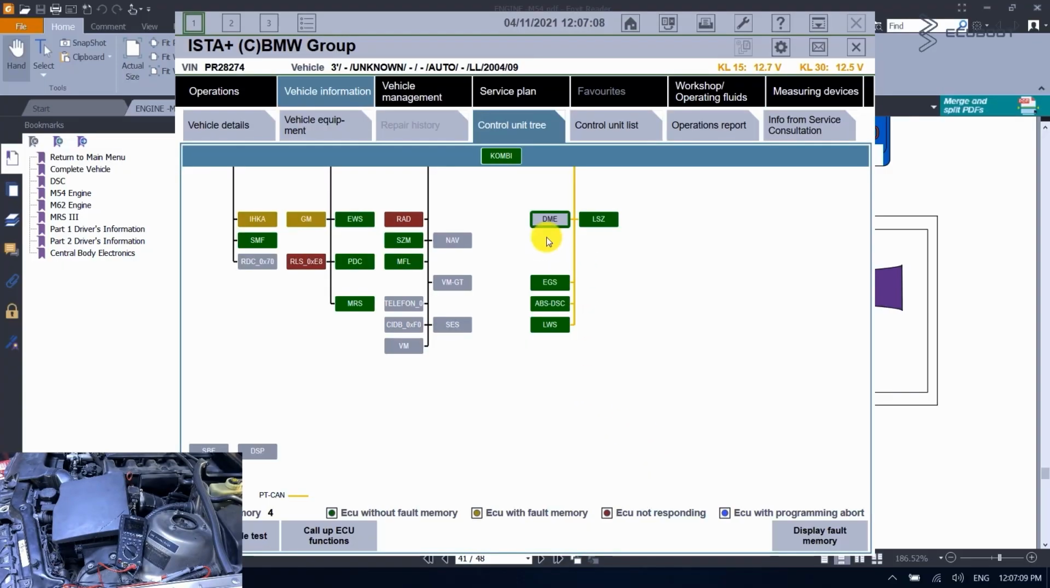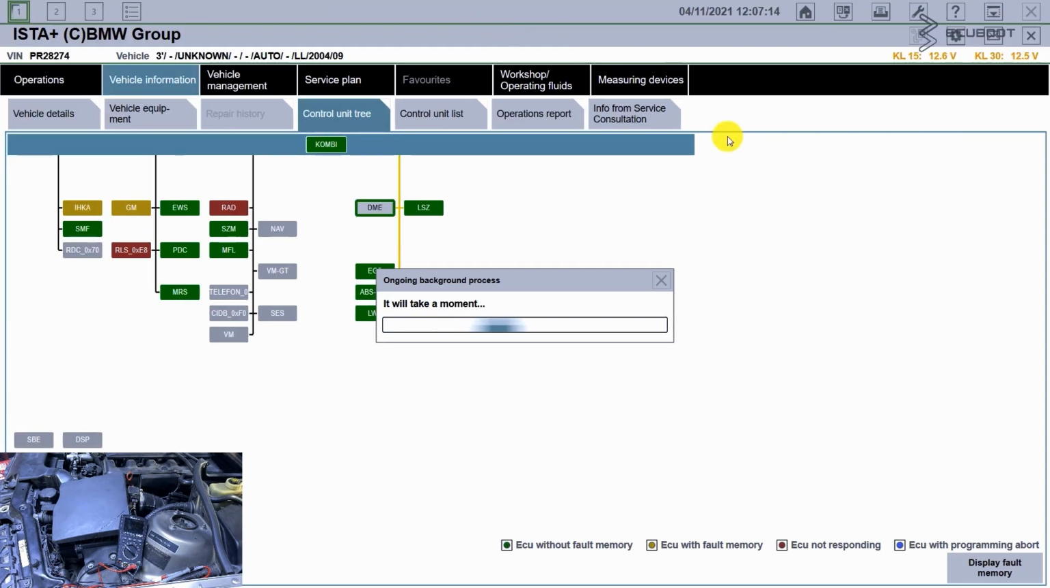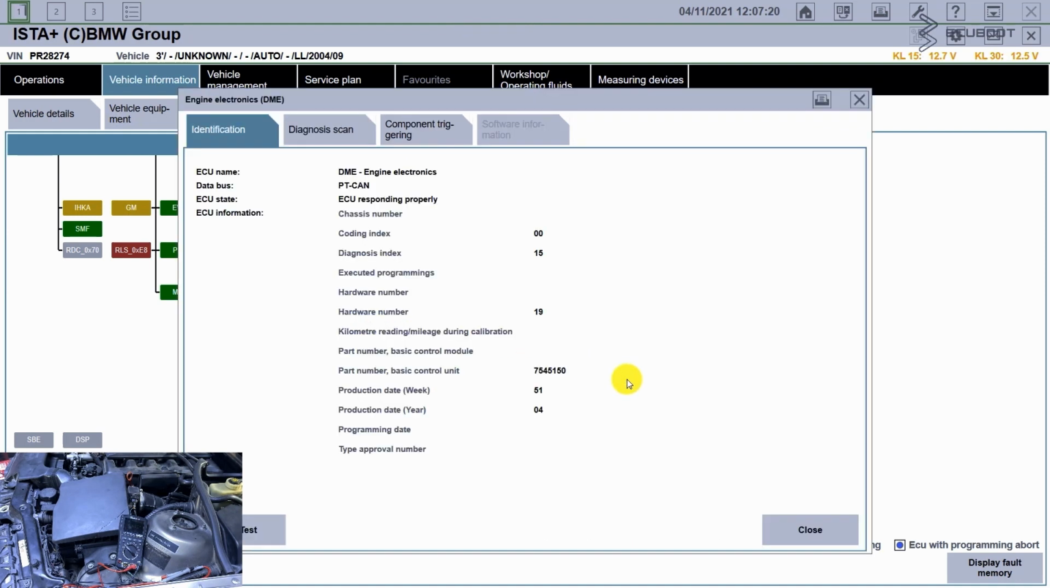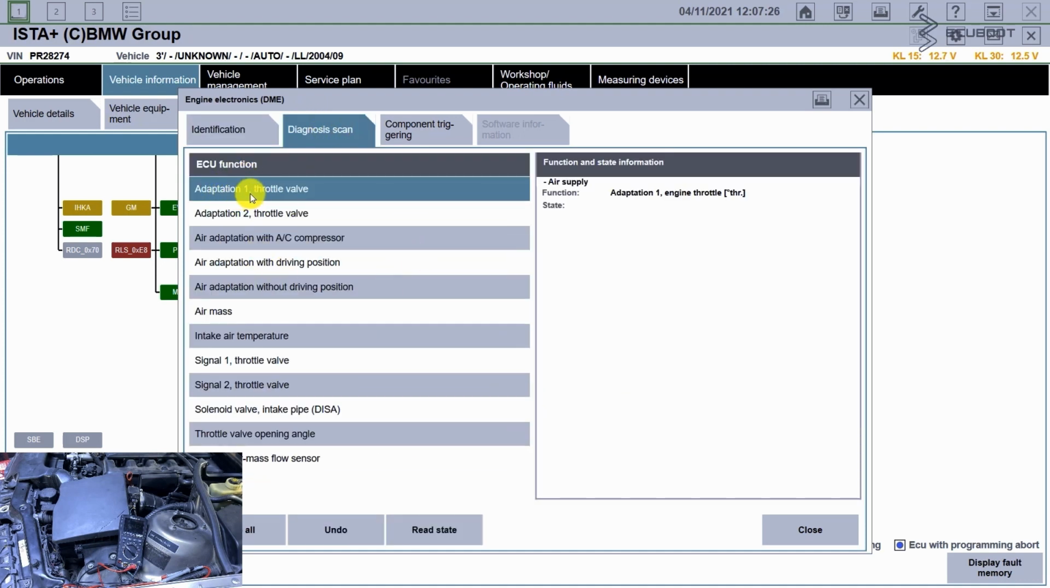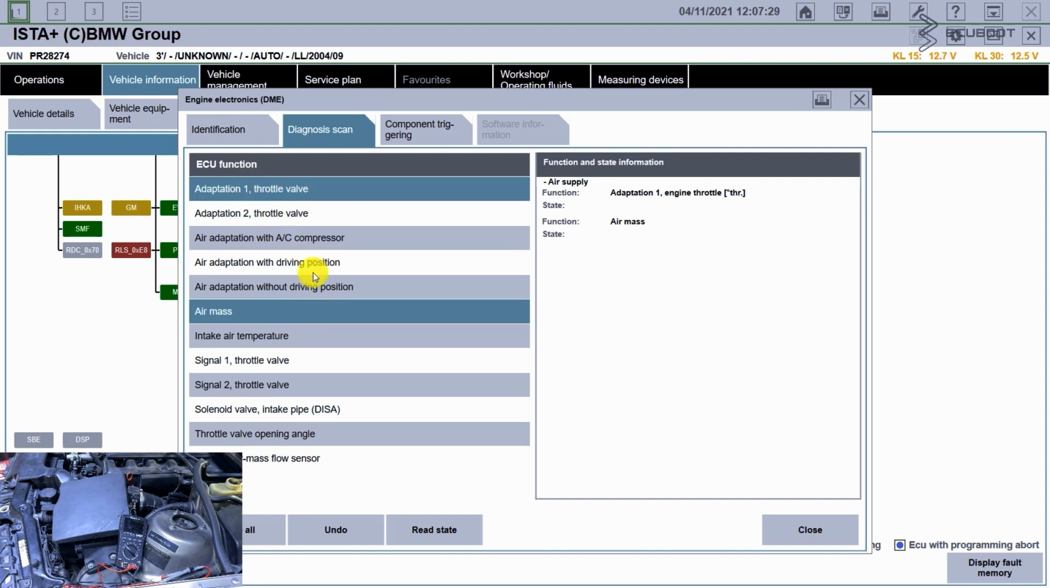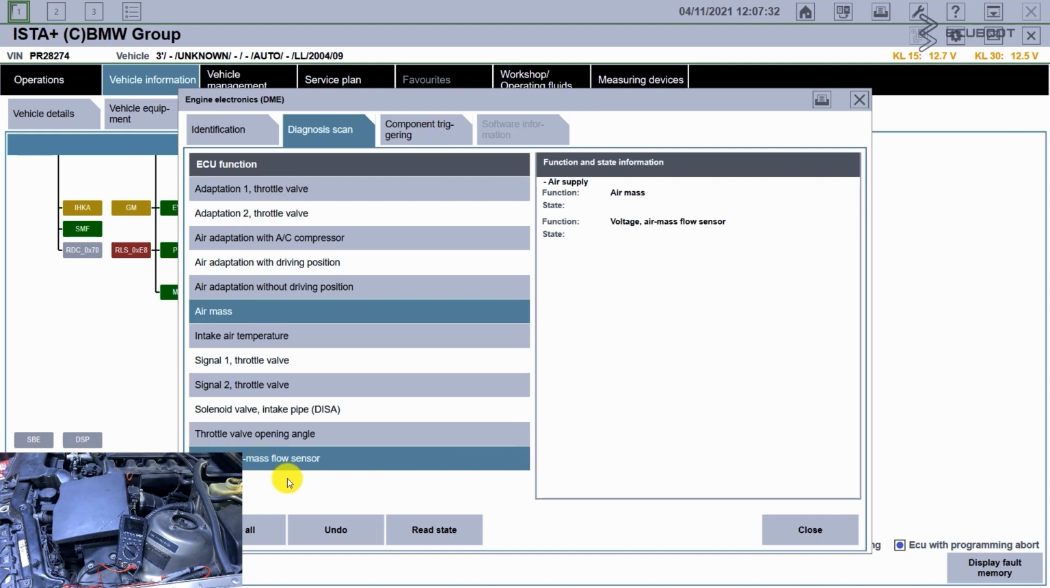On ISTA, choose Scan DME. Go to Diagnosis Scan. Choose Air Supply. Then choose Air Mass and Voltage Air Mass Flow Sensor and read the state. According to the state values, when the engine is not running, the data is 0.04 volts, which is similar to the value that we had on our multimeter earlier, and air mass is 0 kilograms per hour.